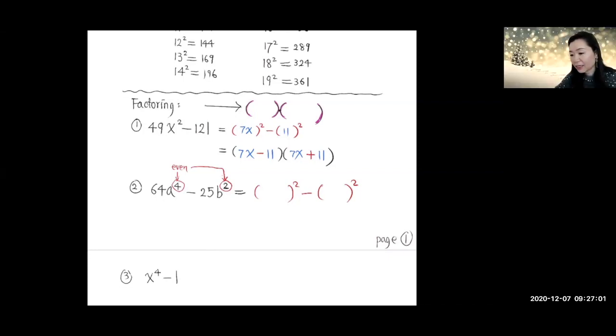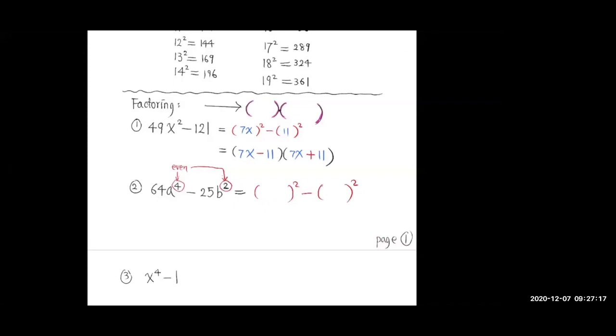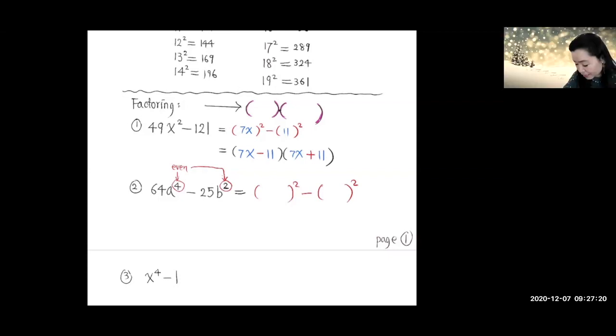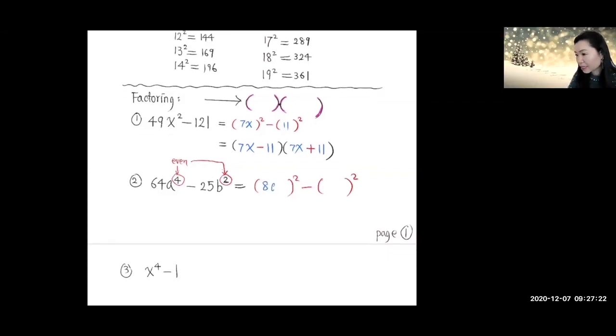Okay, so what can I write inside this parenthesis? 64a squared is a square of what? 8a. Yeah, 8a squared. You got it. And then the second one here inside the parenthesis, it is what? 5b, right? Okay.